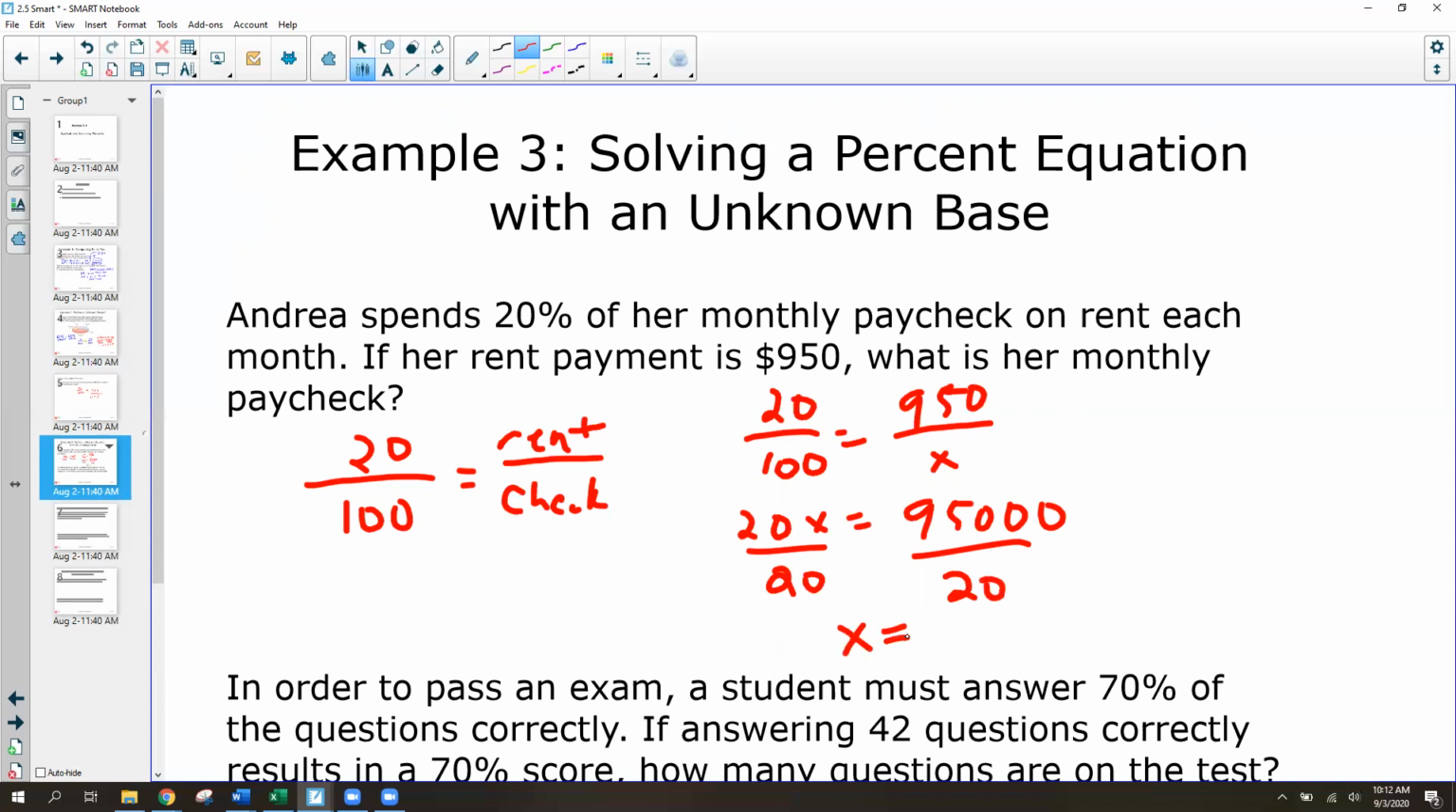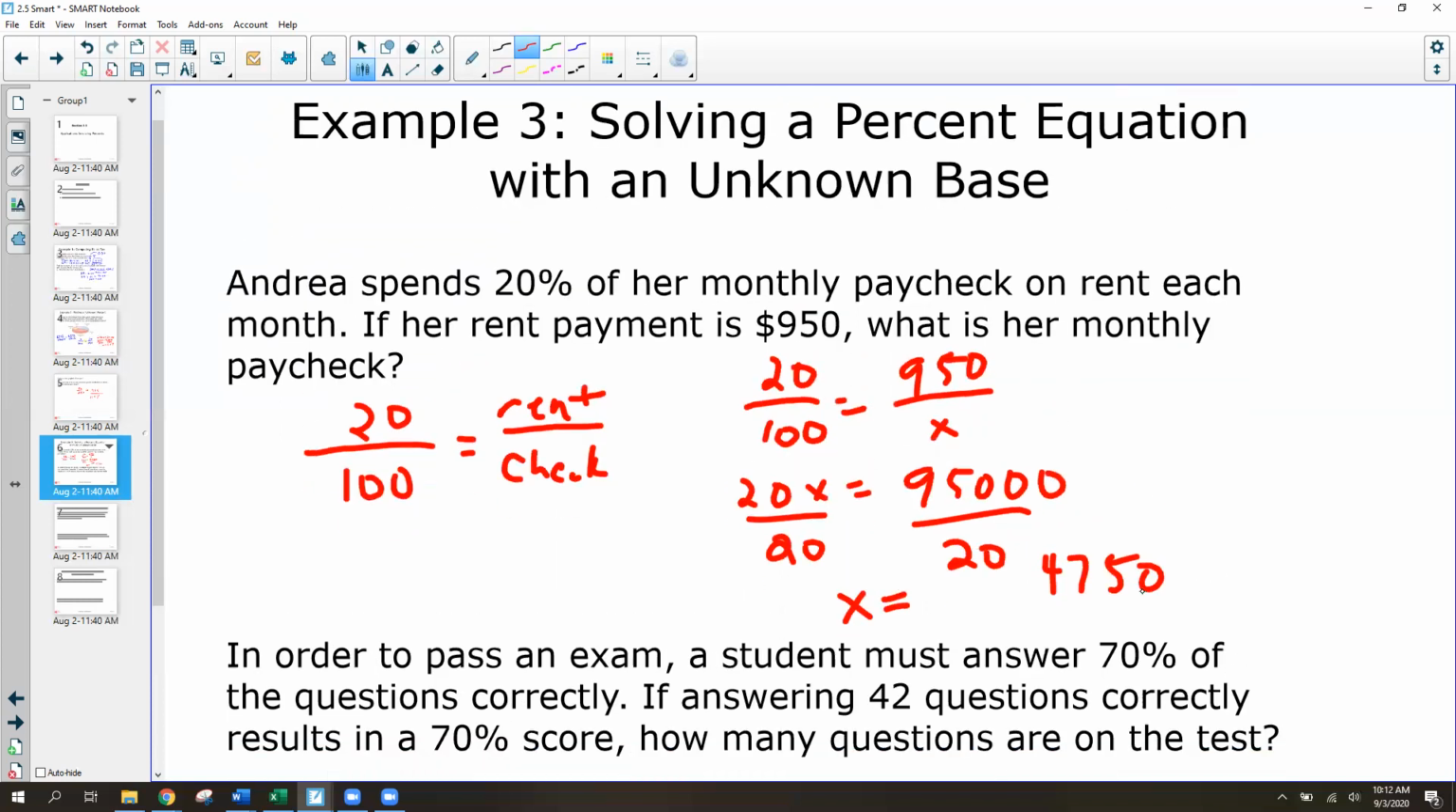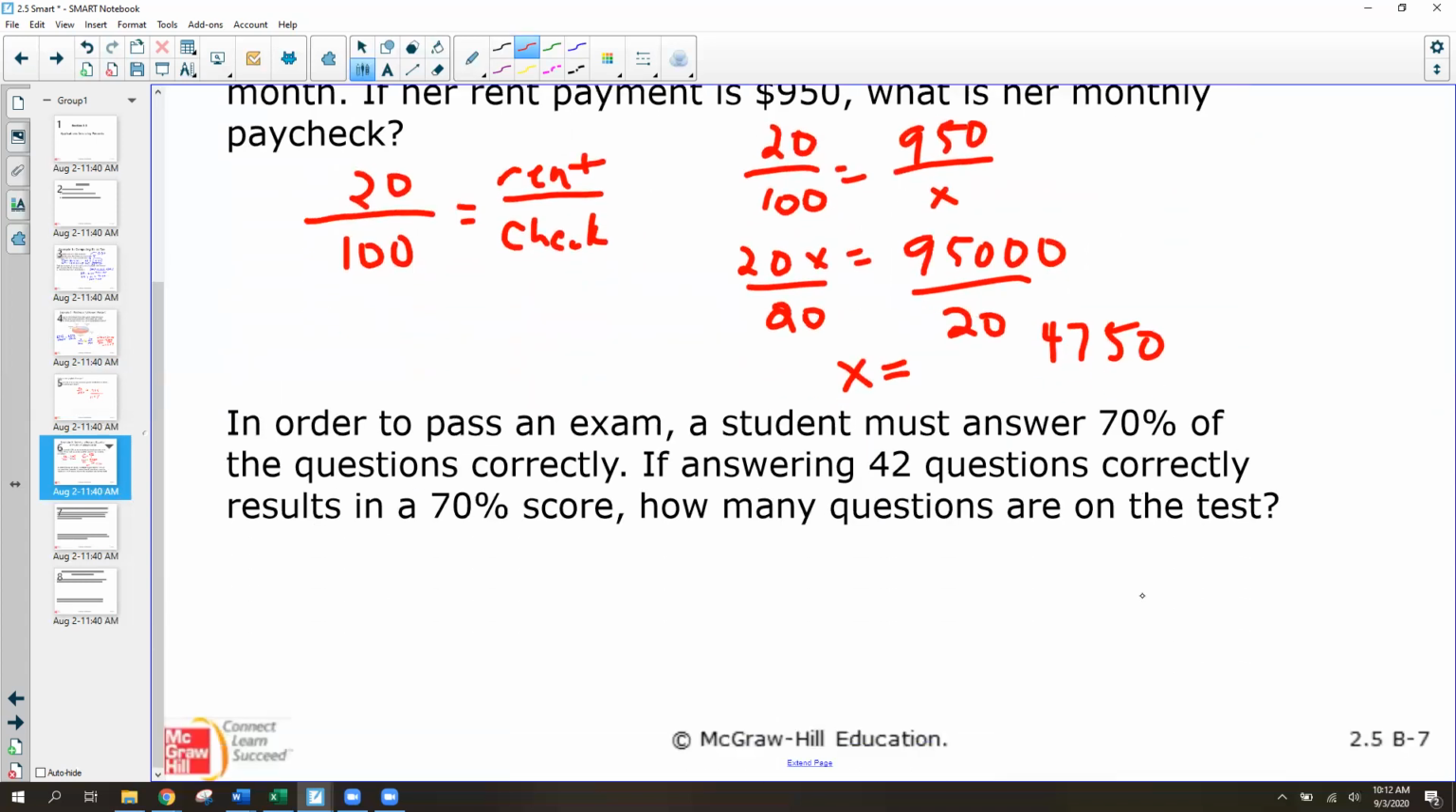X is, I don't know, I didn't actually write down the answer. 9500 divided by 20. She makes $4,750 a month. Good for her. I like it. Okay. Same thinking here.